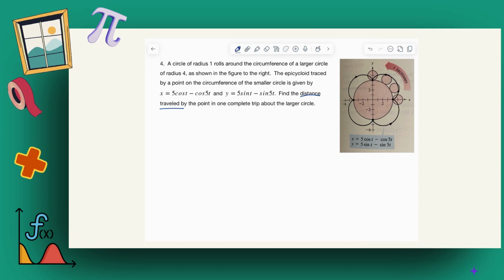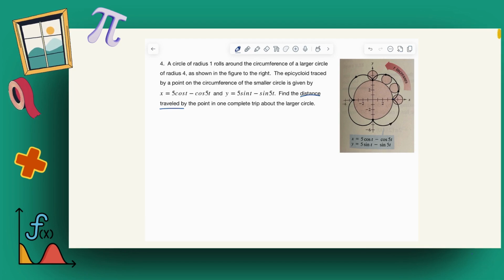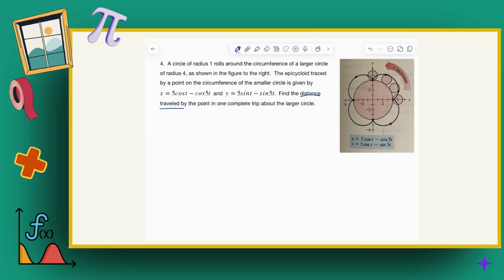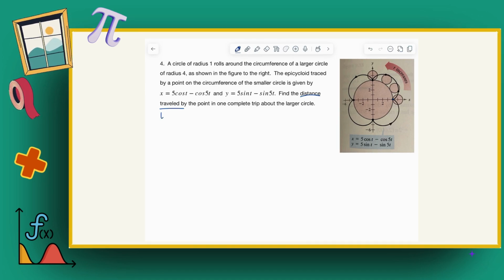Now, instead of doing the complete trip from 0 to 2 pi, I'm going to use the symmetry in this picture, and only evaluate this from 0 to pi over 2 and multiply my answer by 4 for the 4 different quadrants. And it'll just make life a little bit easier. So our t is going to start at 0 and go to pi over 2.